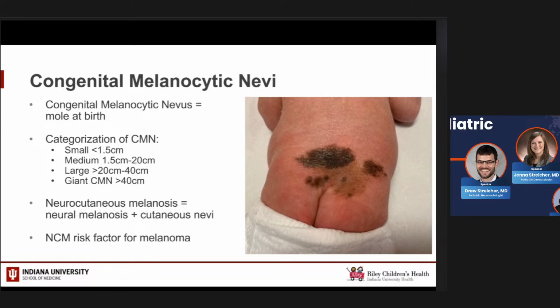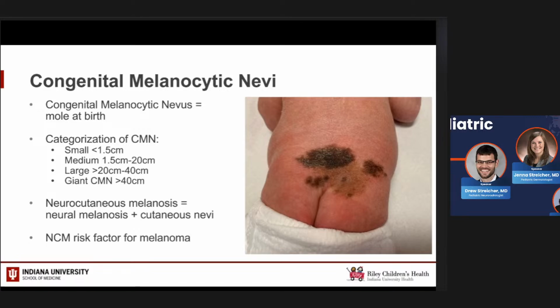So some kids come out with very small moles, some come out with very large ones. So we categorize these. Smaller ones are less than 1.5 centimeters. Medium is 1.5 centimeters to 20 centimeters. Large are greater than 20 centimeters to 40 centimeters. And then giant are over 40 centimeters.